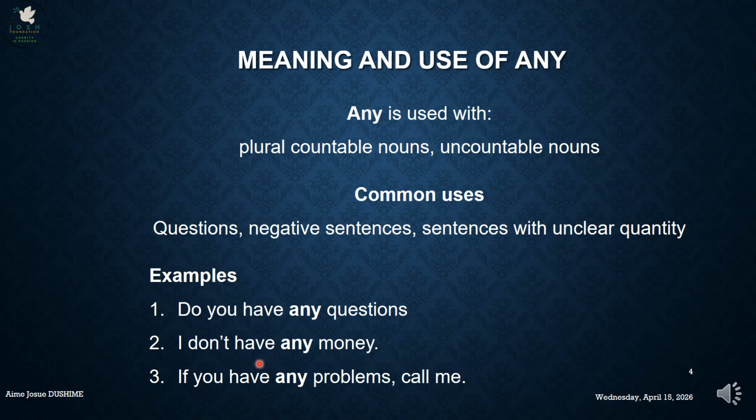Here it is a sentence without clear quantity. I don't know the quantity of problems you need to have in order for you to call me. But I say any problem. It can be one problem, two problems, or a bunch of problems. There is no right or clear quantity of problems that you need to have for you to call.